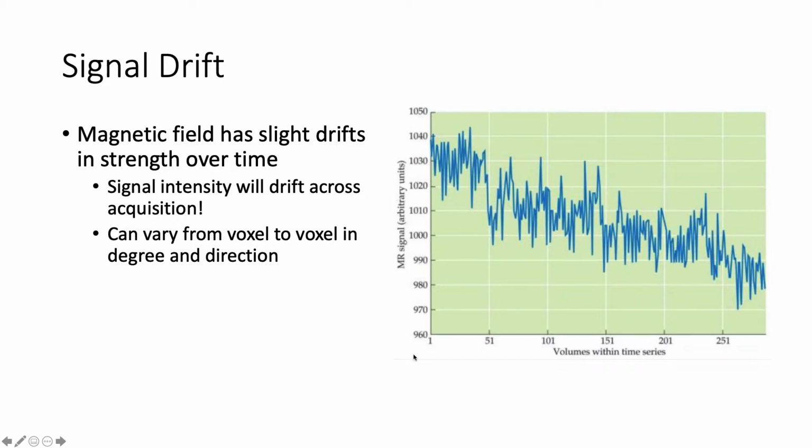And I know a lot of pre-processing packages have ways to deal with it. I know AFNI has a command that can help, or at least change some of that drift.